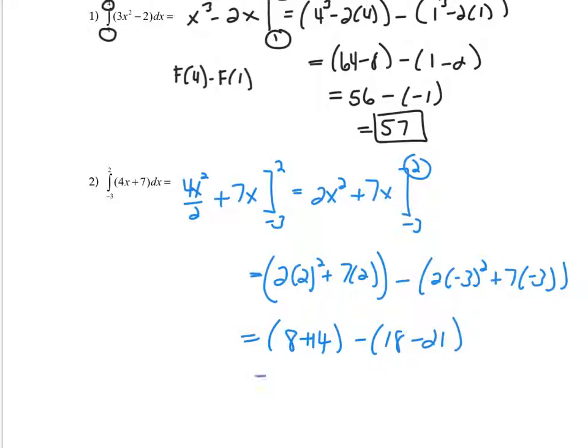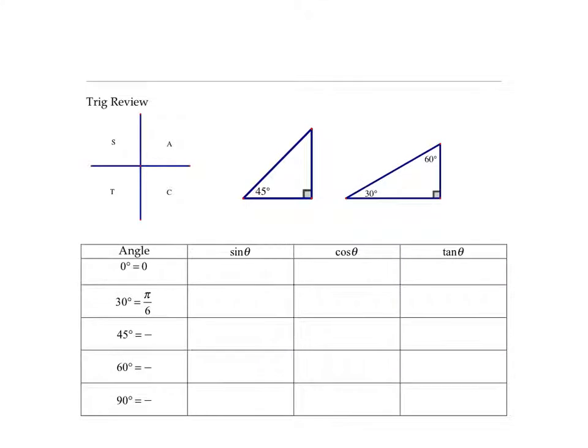So 8 plus 14 gives us 22. We're subtracting a negative 3. That turns into addition. So positive 25 is our final answer.